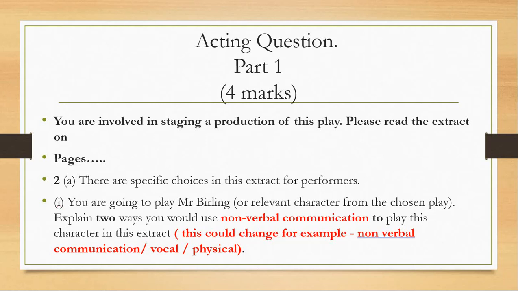We could change non-verbal communication, which is why I've highlighted it in red. We could take out non-verbal communication, and we could put vocal communication. We could use physical skills to play this character. So performance skills is what Section A is. Performance skills, what you do as an actor. A1 is specific. It gives you the performance skill. In this case, non-verbal communication.